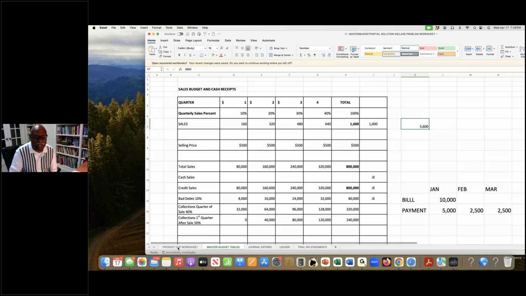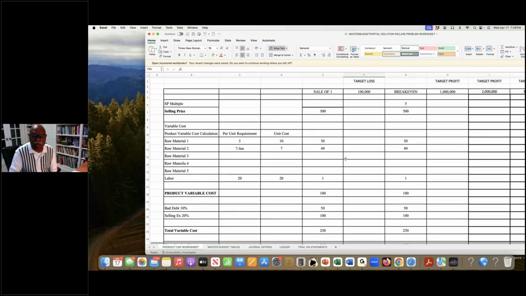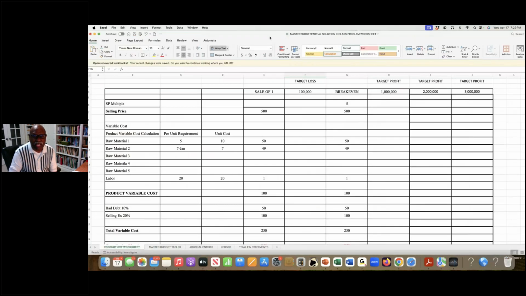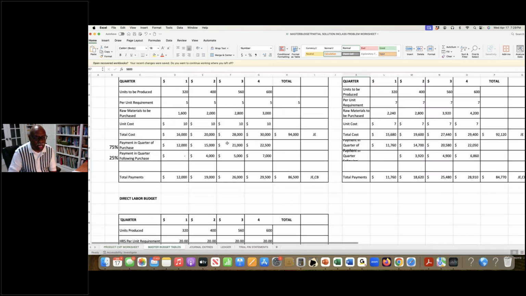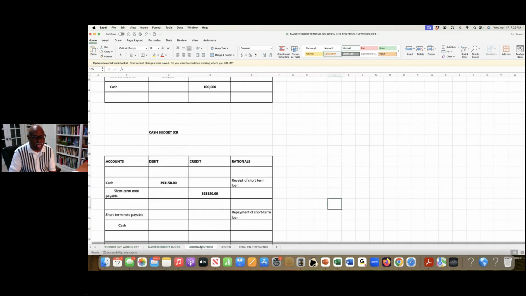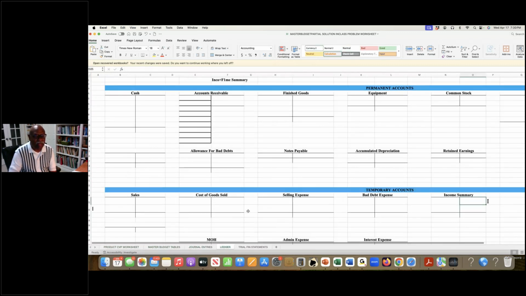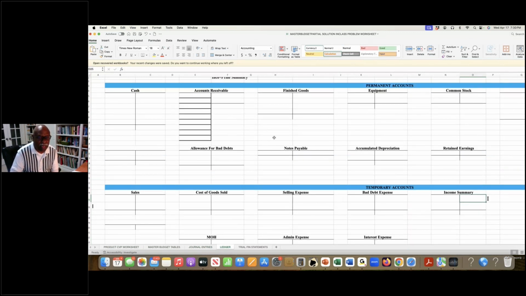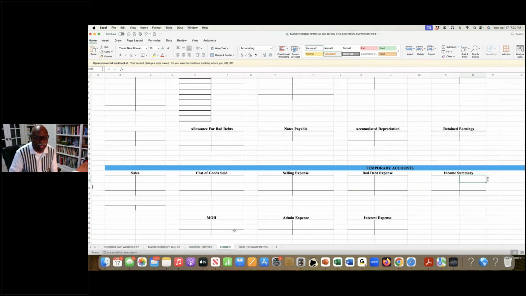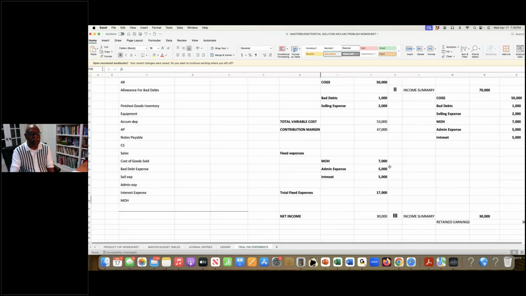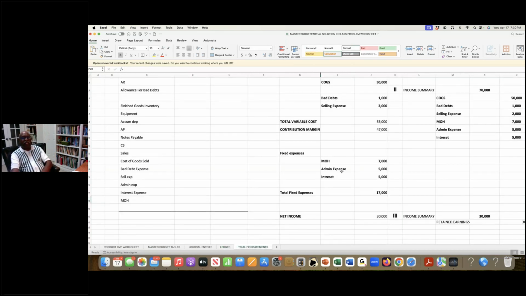The production CVP worksheet is on one sheet, but it's done for each year. Target loss 100,000, break even, target profit. Then all of these tables are done for each year. Then all of these journal entries are done for each year. There's a ledger for each year. The permanent accounts carry over, the temporary ones are closed out. Then there are financial statements for each year. So are we clear now on what everybody has to do?